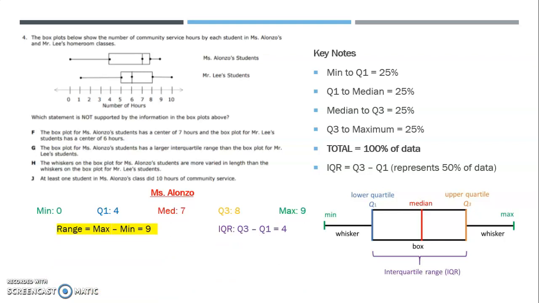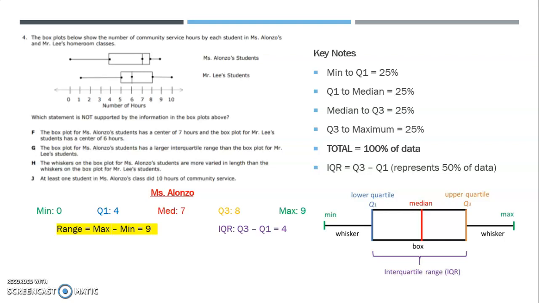So if we notice, Miss Alonso, this is her information. Her minimum is at 0. Her quartile 1 is at 4. Her median is at 7. Q3 is at 8. And her maximum is at 9. I went ahead and calculated the range and the IQR as well. So the range is just my maximum, which is 9, minus the minimum, which is 0. So it just gives me a range of 9. The IQR is Q3 minus Q1. So that's 8 minus 4. So it's going to give me an IQR of 4.